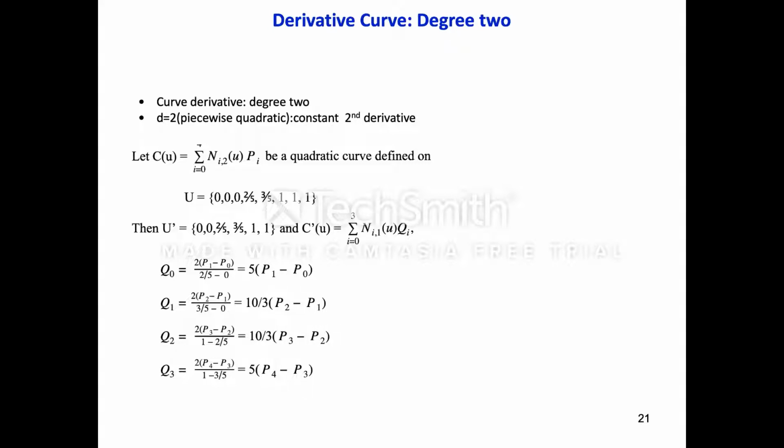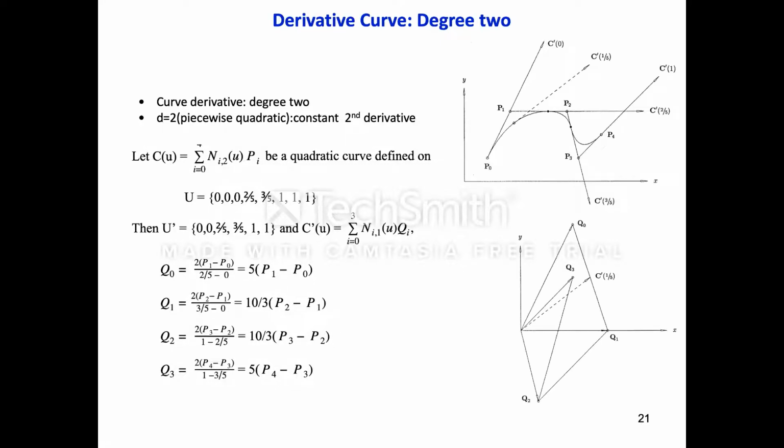To find the values of Q_i, we start from Q0 to Q3, where Q0 values range between P1 and P0, Q1 values range between P2 and P1, Q2 between P3 and P2, Q3 between P4 and P3. We can see this in the following figure on the right.